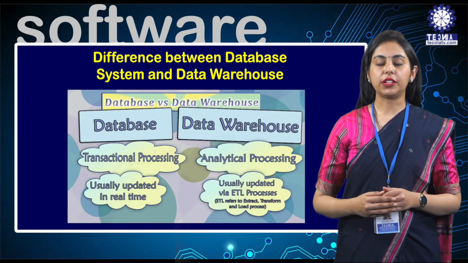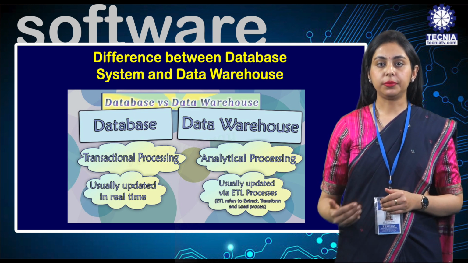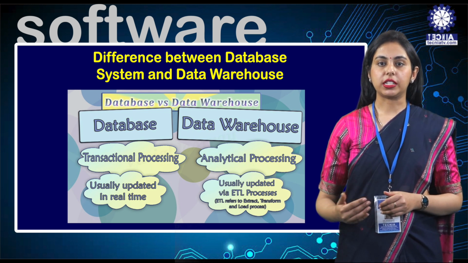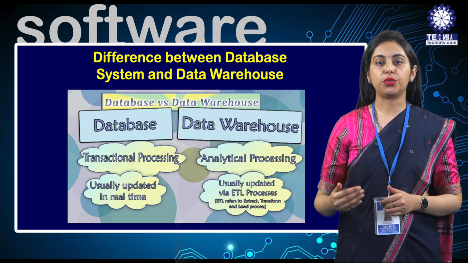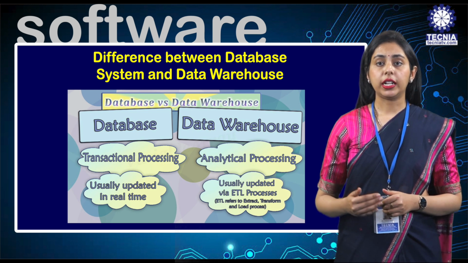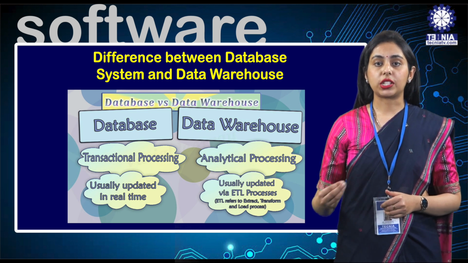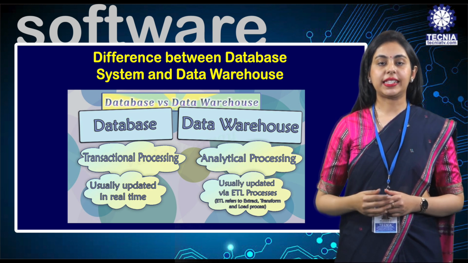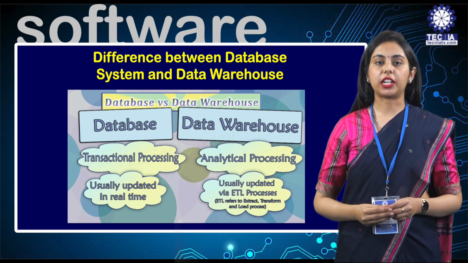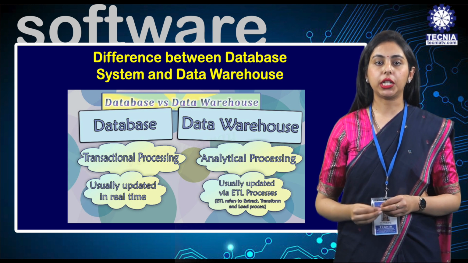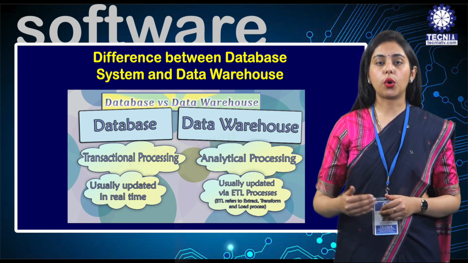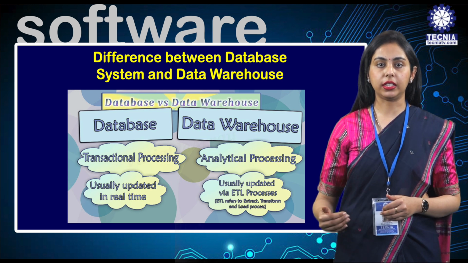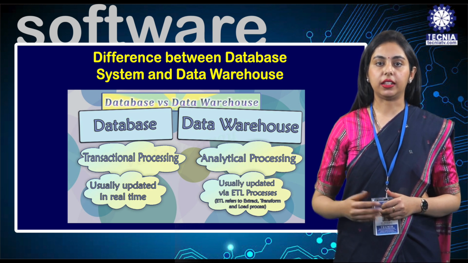Now let's look at the key differences between database management system and data warehouse on the basis of certain parameters. First one, the purpose. DBMS is to manage real-time transactional data. However, data warehouse is to store historical data for analysis. Second, data processing. Database management system is tuned for OLTP or online transaction processing. It handles day-to-day transactions, while data warehouse focuses on OLAP, that is online analytical processing. It supports complex queries and analytics.